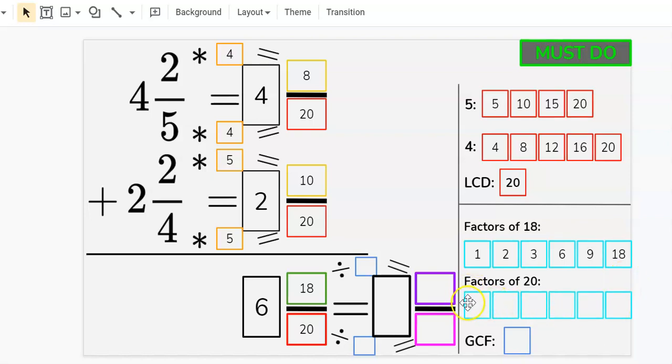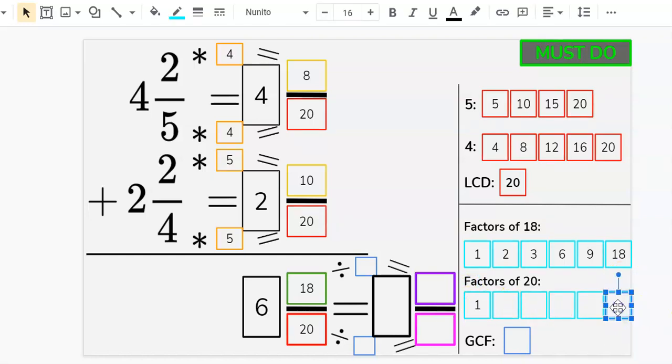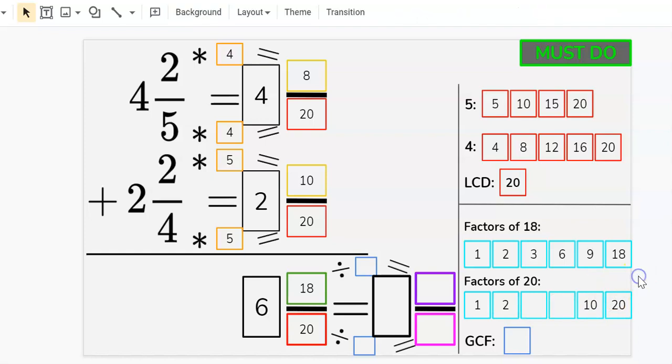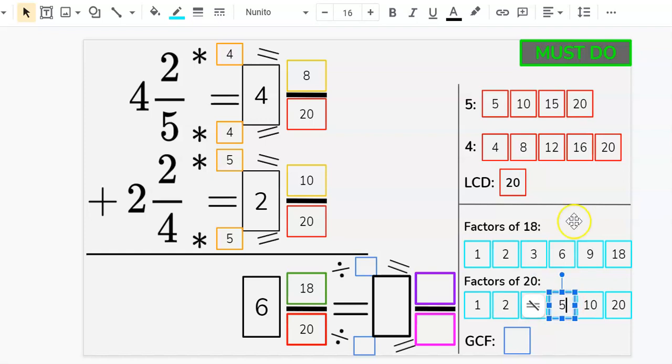I do the same thing for 20. I always start with 1 and the number itself. I always look to see if it's an even number. It is. So I know 2 is a factor, and if I count by 2s, it takes me 10 times to get to 20. And then I know 5 is a factor because there's a 0, and any number that ends in a 5 or a 0, 5 is a factor. And I know that 4 times 5 is how we got to 20. I can even see that right up here.